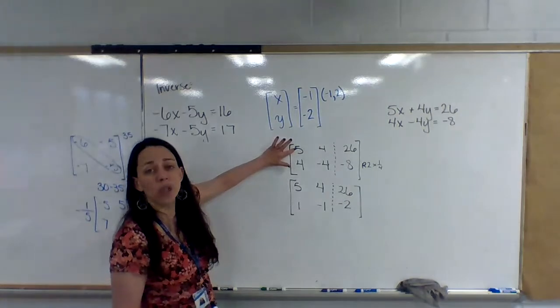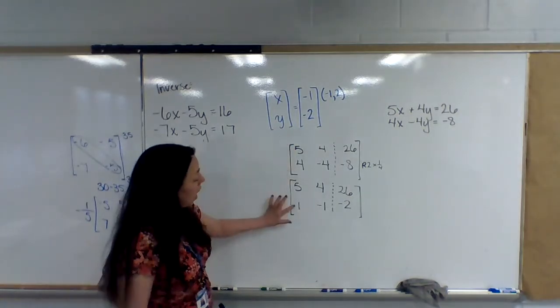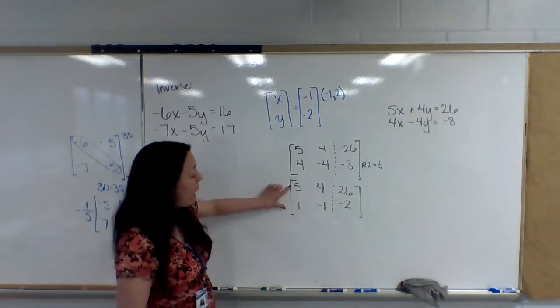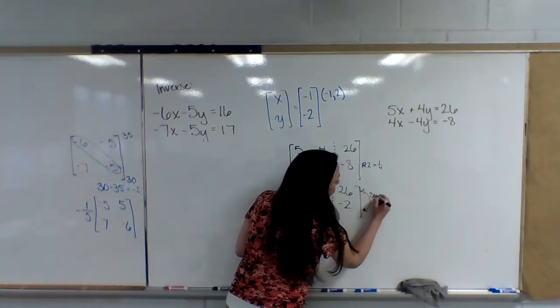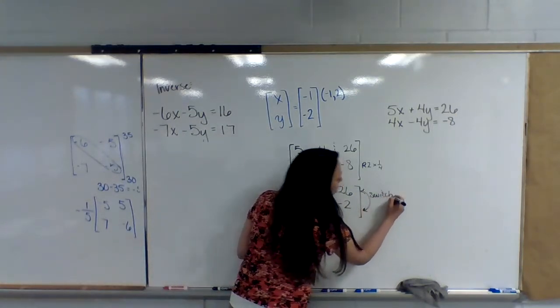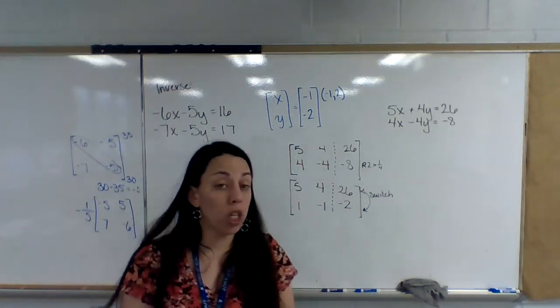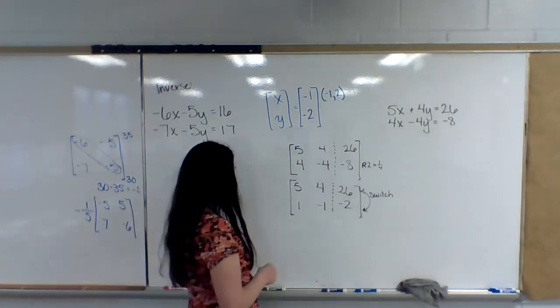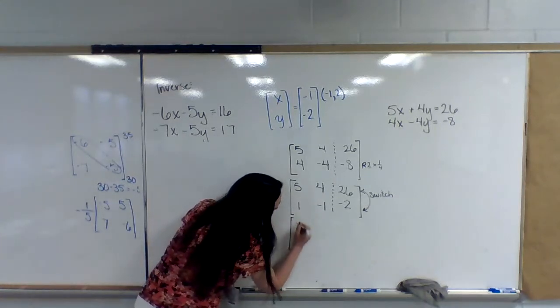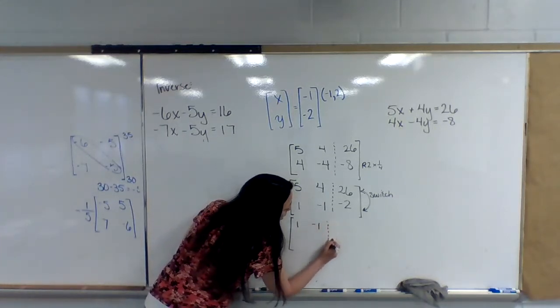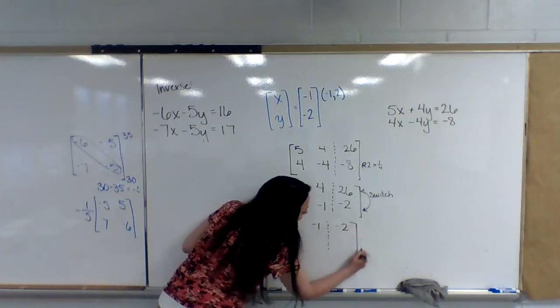Our top first spot is supposed to be a 1. And right now I have my bottom first spot to be a 1. So right now I'm just going to switch my rows. That is a rule you can do. Please make sure you switch the whole row. You can't just switch part of it. You've got to switch the entire thing. So I'm going to write my 1, -1, -2 in the top.